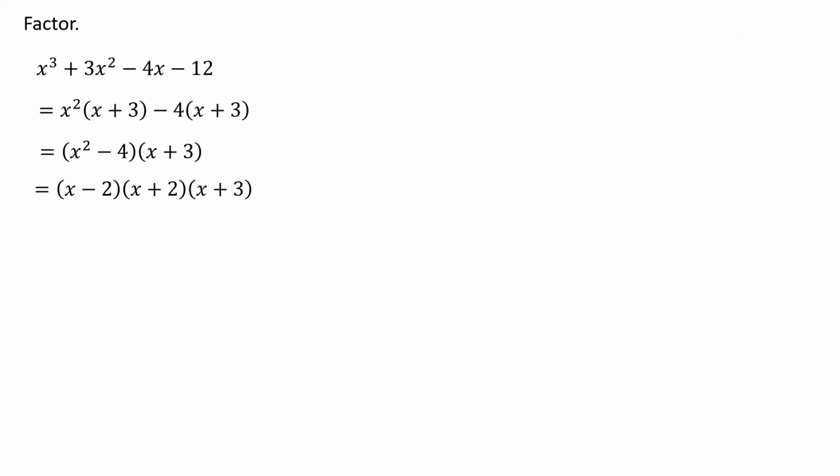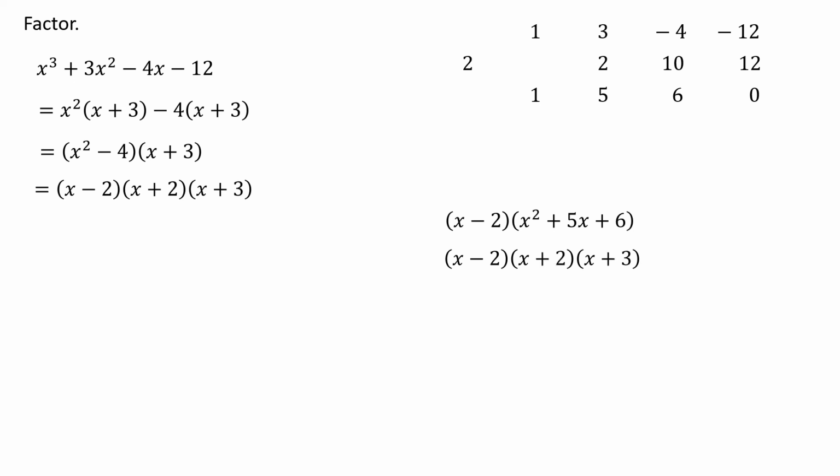If I don't recognize that as factor by grouping, I can try positive 2. This will work quite nicely with synthetic division. I also could have tried negative 2 or negative 3, as those would also be roots. But the positive 2 tells me that one of the factors is x minus 2. I'm left with 1, 5, 6, in other words, 1x squared plus 5x plus 6. That, of course, factors into x plus 2 times x plus 3. And, of course, I get the same answer with synthetic division that I would have done with factor by grouping.